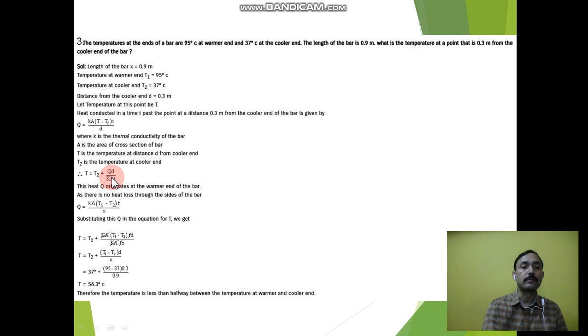Substituting these values, we can write T is equal to T2 plus K A (T1 minus T2) into D by K A into X. K will cancel out. T becomes T2 plus (T1 minus T2) into D by X. Putting these values, 37 degrees centigrade plus (95 minus 37), the temperature difference, into 0.3 by 0.9. So T becomes 56.3 degrees centigrade. Therefore, the temperature is less than halfway between the temperatures at the warmer and cooler ends.